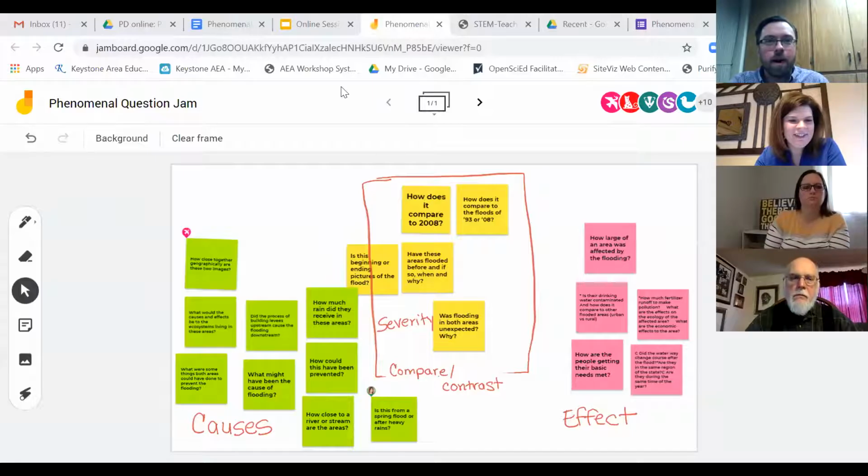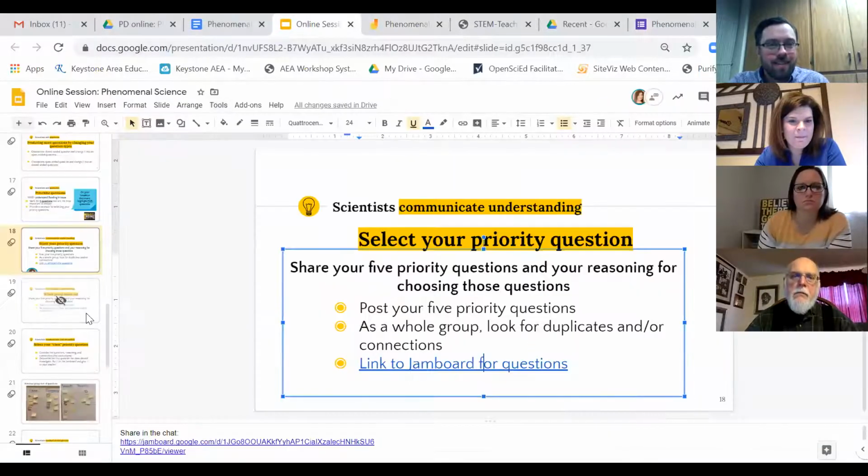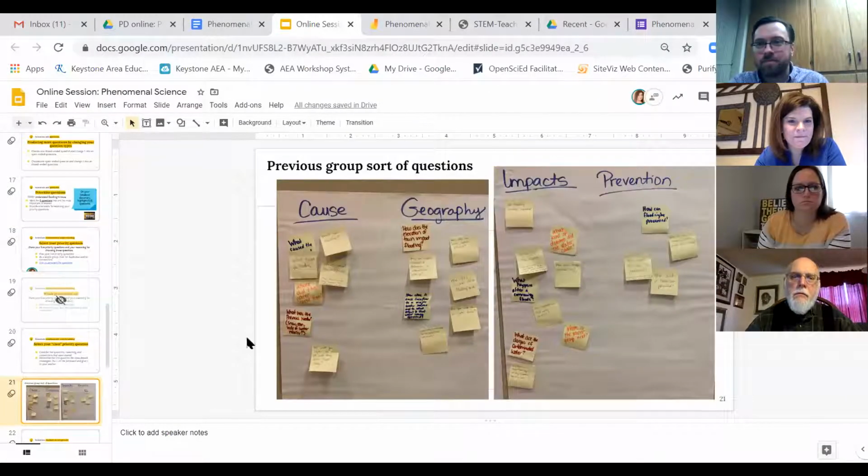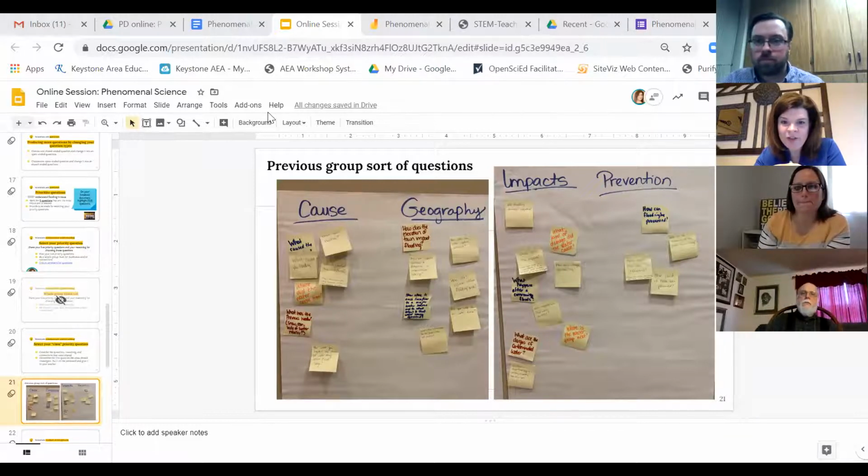If you want to talk about this slide. Yeah, so Jason and I have done this with a previous group, and it's interesting, same anchoring phenomena, very similar questions to what you had proposed.